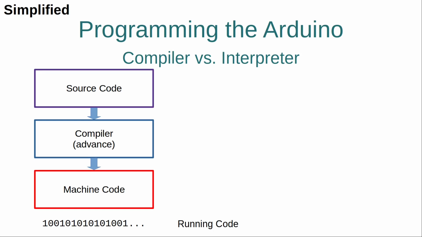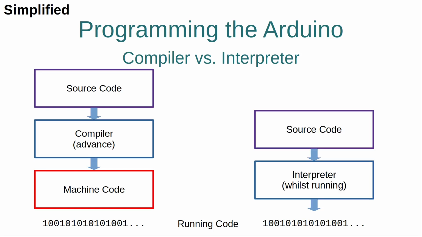Traditional programming languages, such as C and C++, are normally compiled. This means you send your code to a compiler, which converts this into the raw machine code, and then that can be run directly on the microcontroller. Python is instead an interpreted language. Instead of being compiled in advance, the code is read whilst the program is running and is converted to computer instructions. This needs the interpreter to be installed on the microcontroller.